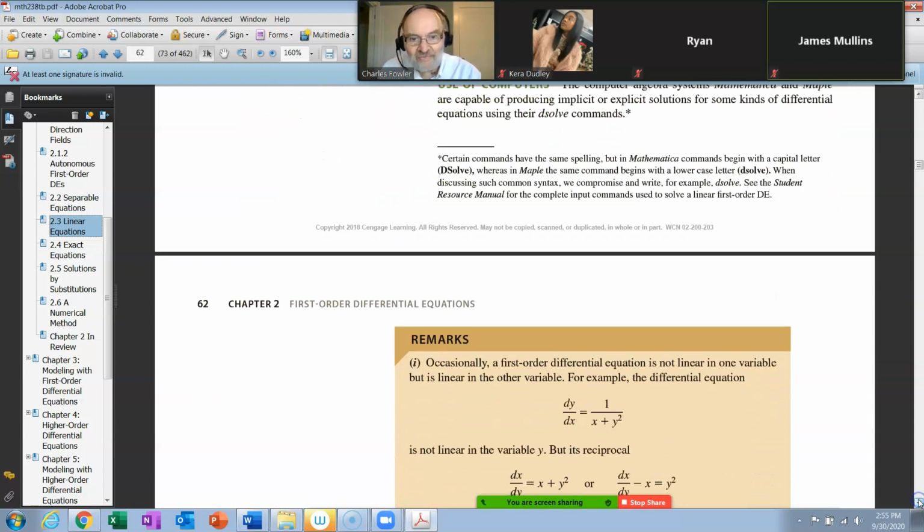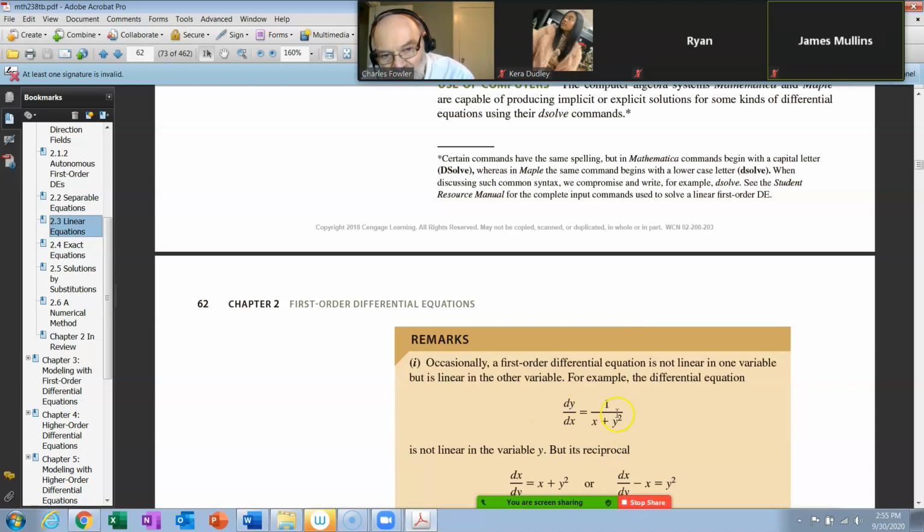Now here's the remarks. Here's the interesting thing. Occasionally a first order differential equation is not linear in one variable, but is linear in the other. So if you were to do this one, the differential equation dy dx is equal to 1 over x plus y squared. That's obviously not linear in y. Number one, y is in the denominator, it shouldn't be there, and it's squared, it shouldn't be there.